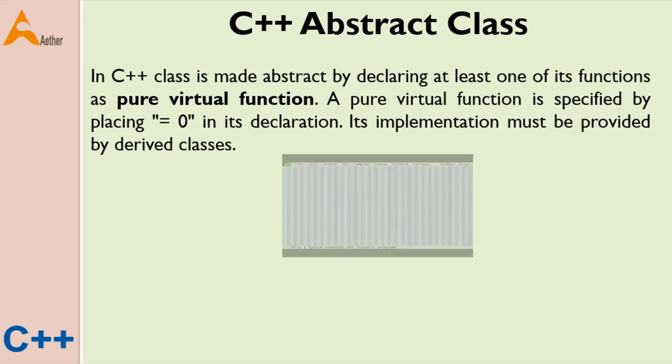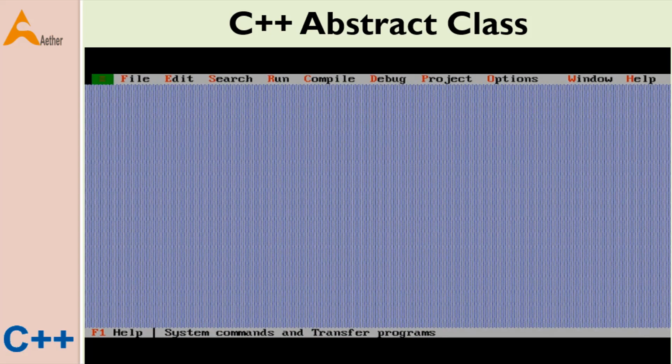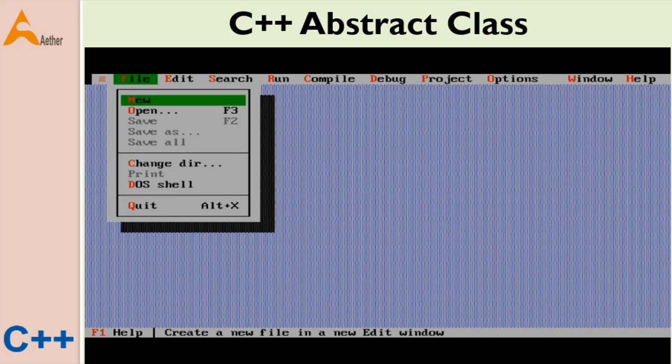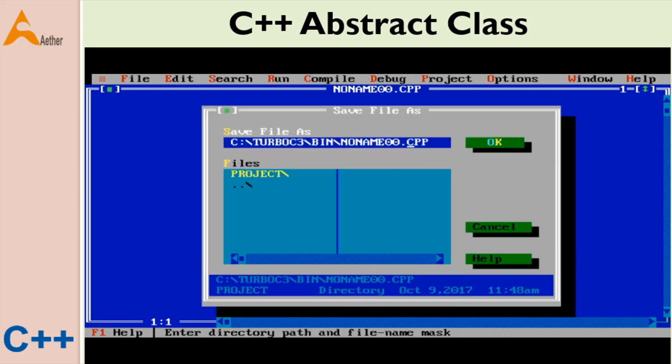Let's understand it with an example. Let's see an example of abstract class in C++ which has one abstract method draw. Its implementation is provided by derived classes, rectangle and circle. Both classes have different implementation. Watch the example carefully.